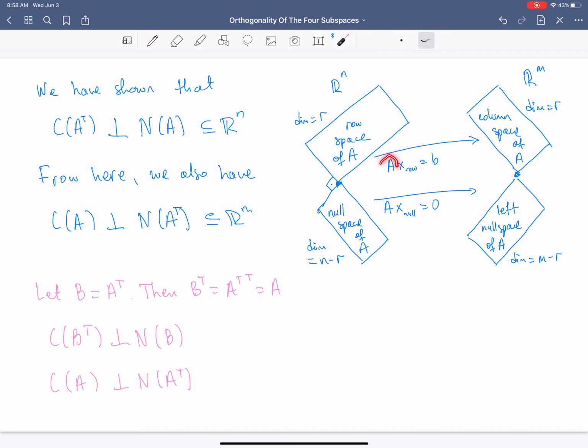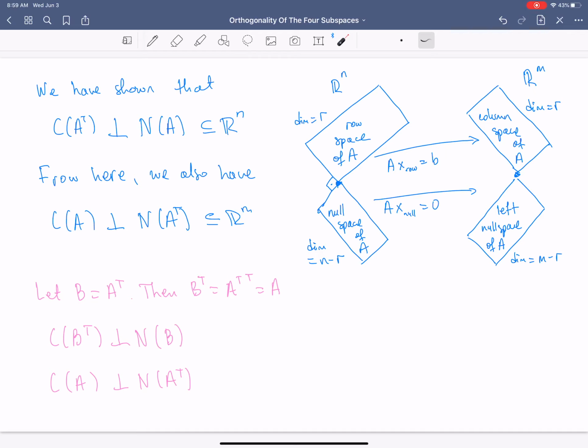So let me repeat this one more time. Matrix multiplication can be thought of as a transformation. We take a vector in the row space and we find a vector in the column space. So this b is a vector in the column space. If you take x in the row space, then you know that A times x is not going to be 0. So you're coming to the column space.